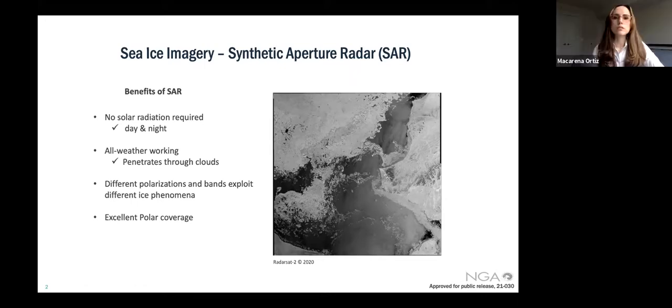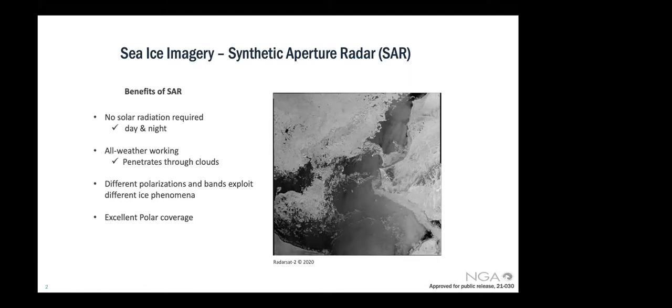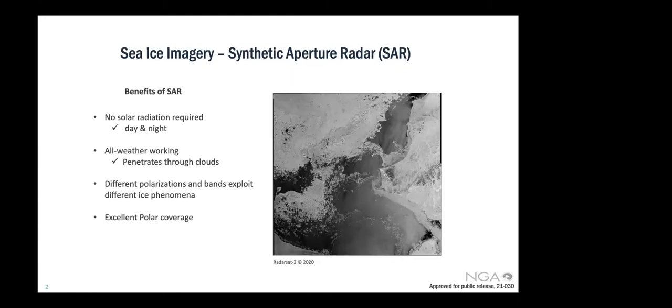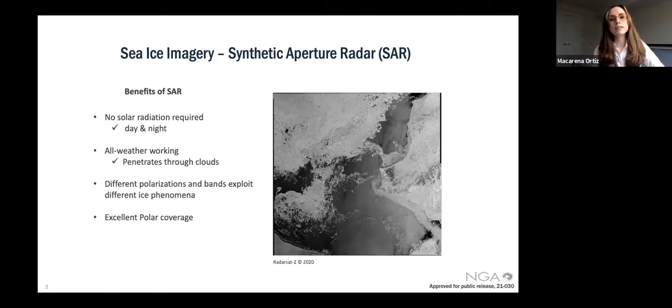So, SAR operates at a particular wavelength where it can penetrate through clouds. SAR sensors have the ability to send energy to the ground in different polarization modes, and different ice types in the ocean surface can be seen through these combinations. And finally, most of the SAR sensors are polar orbiting or near polar orbiting, and so we get excellent coverage in those areas.